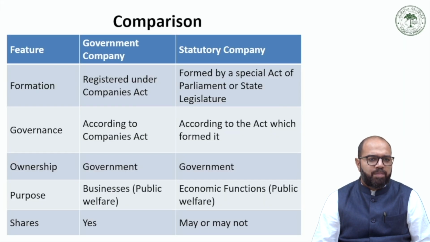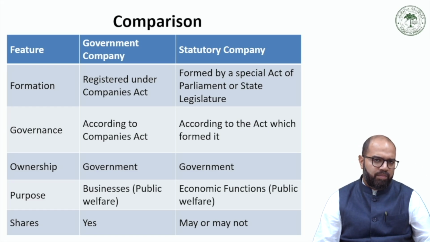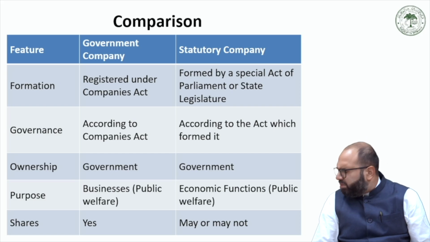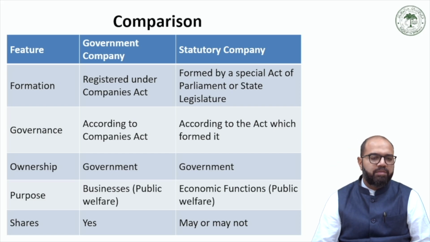Then let us compare a government company on one hand and a statutory company on the other hand. Now statutory company is a company that we have discussed in a previous lecture, when a company is formed by a statute. So in regards the formation is concerned, the government company is registered under the Companies Act, whereas a statutory company is formed by a special act of parliament or a state legislature, as the case may be.